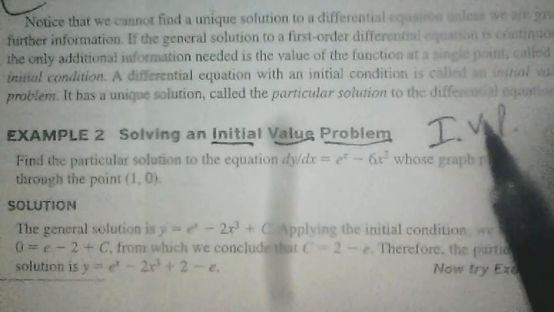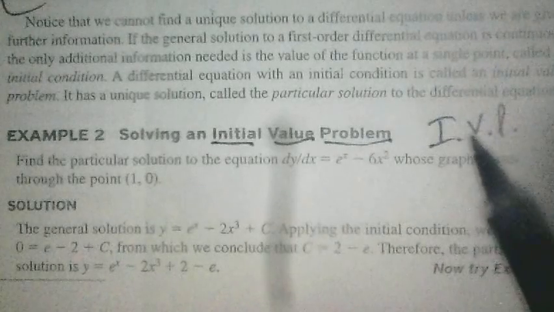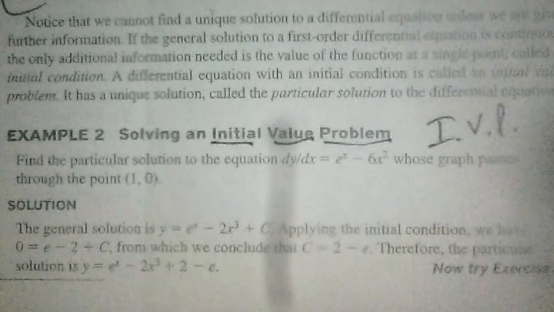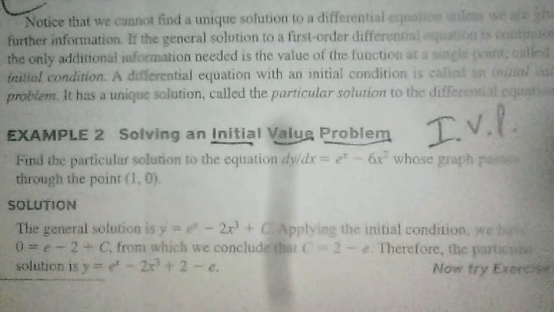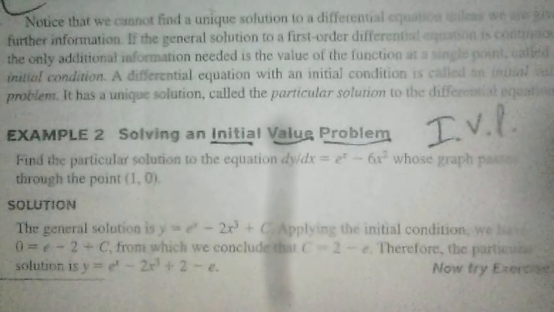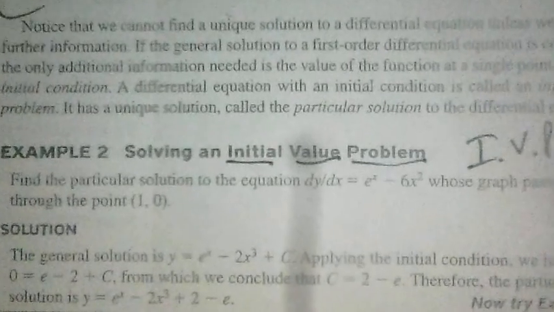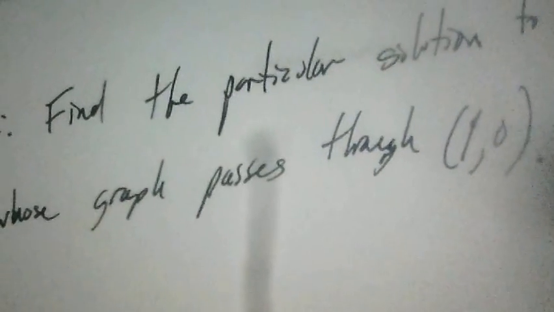to find some specific one of those, which one of those slope fields are we looking for, if you looked at the previous video. And in this case it says find the particular solution to the equation dy dx equals e to the x minus 6x squared whose graph passes through the point 1, 0. And we've written out the problem over here. I'm going to go ahead and do this one out right now for us.